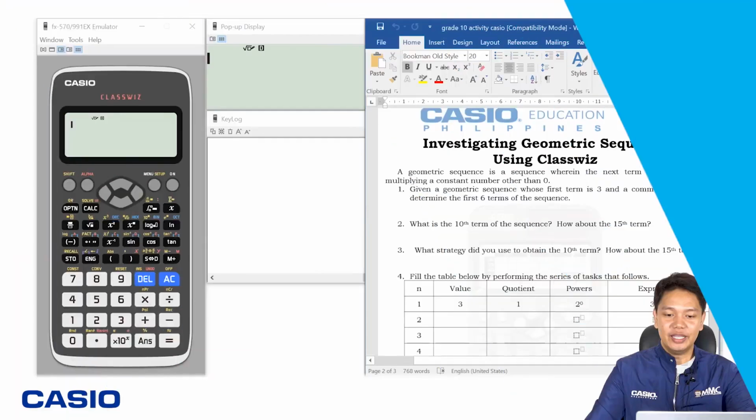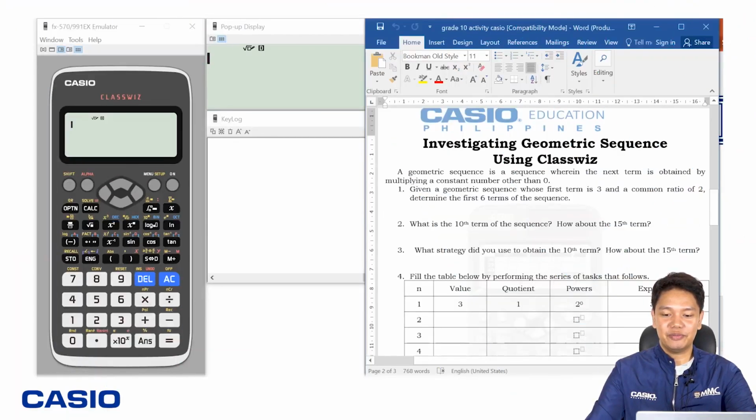In this video, we're gonna investigate geometric sequence using +viz. As we know, a geometric sequence is a sequence wherein the next term is obtained by multiplying a constant number other than 0. Let us consider a geometric sequence with first term 3 and a common ratio of 2.